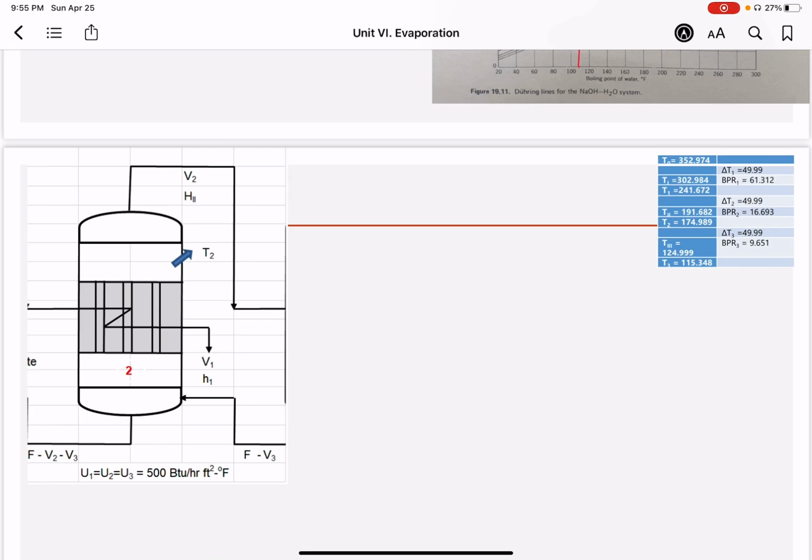So using this effect 2, if I get the solute balance, again, it's F minus V2 minus V3 times X2 is equivalent to what enters, which is F minus V3 times the X3 that I've computed a while back. So that is 99207 minus, since V2 is equivalent to V3, 2 times 26455.2. This is multiplied by X2, which is the unknown.